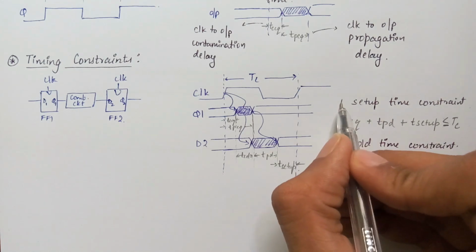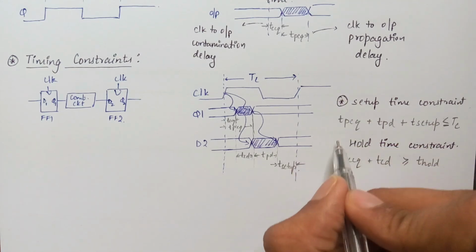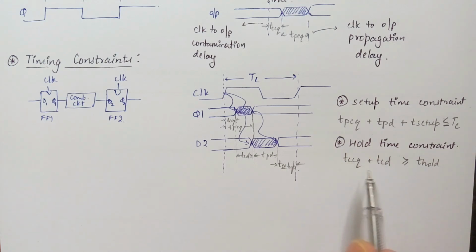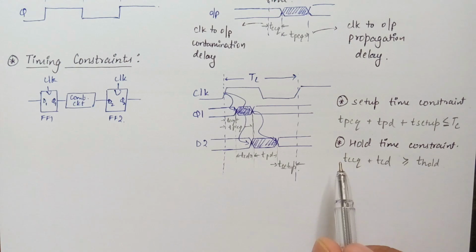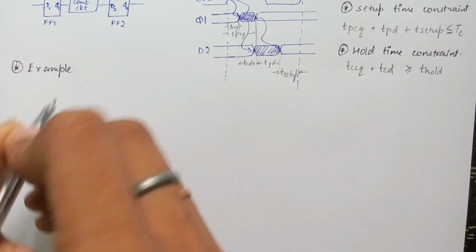Setup time constraints set the maximum usable frequency of the clock. Hold time constraints must not be violated, because they can't be fixed by adjusting the clock; the circuit itself has to be redesigned to meet the constraints. Now, an example to see how we do timing analysis.